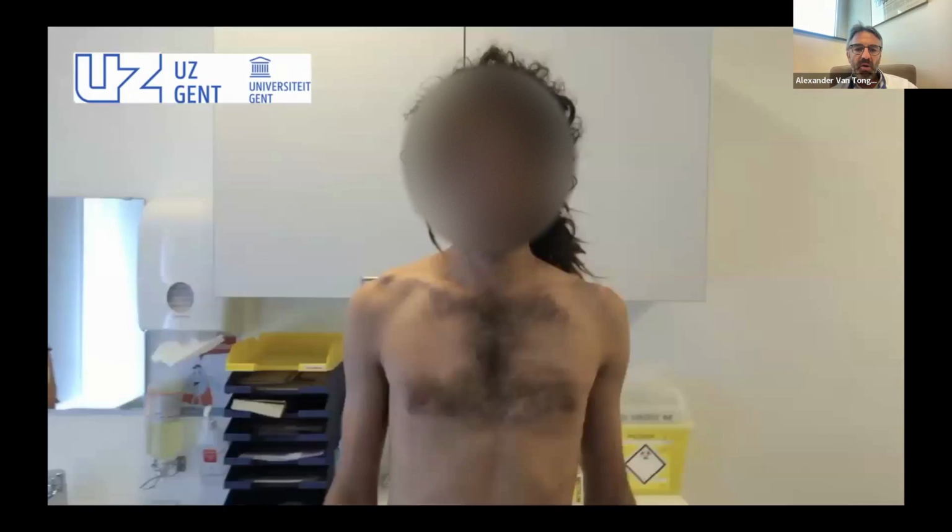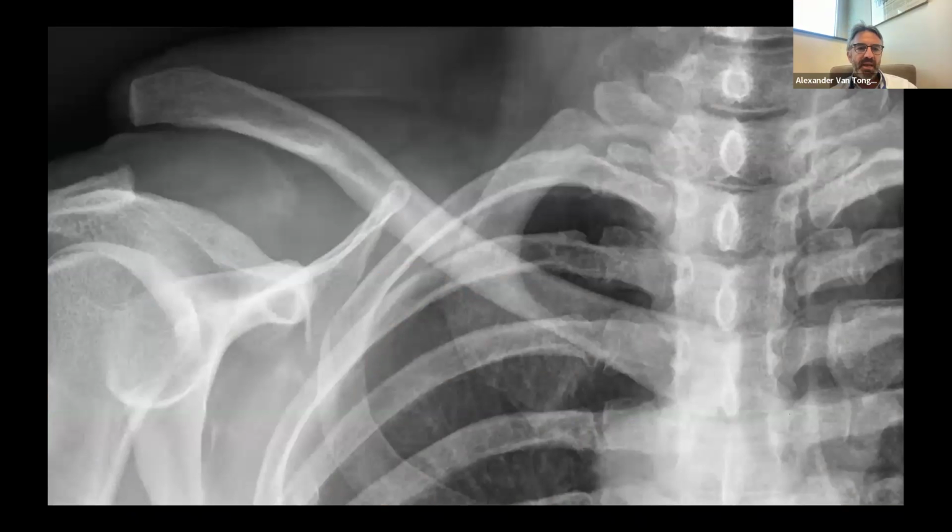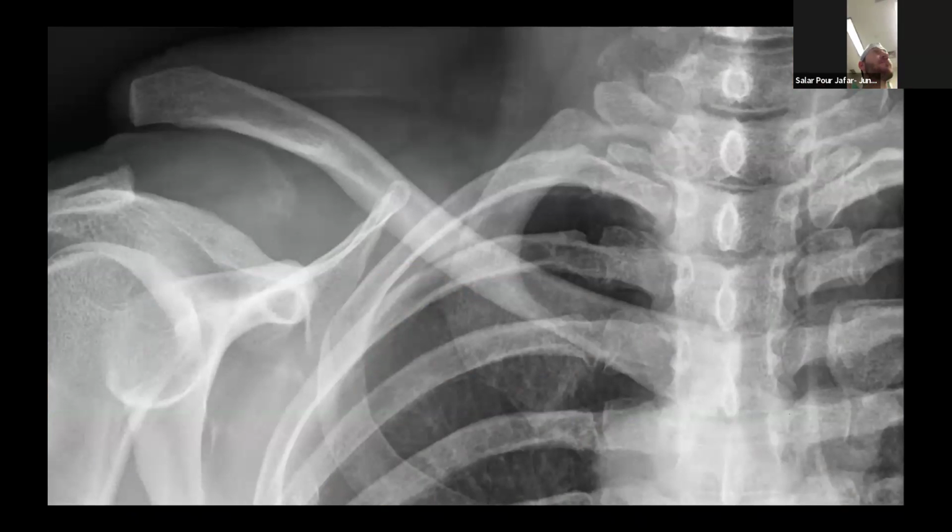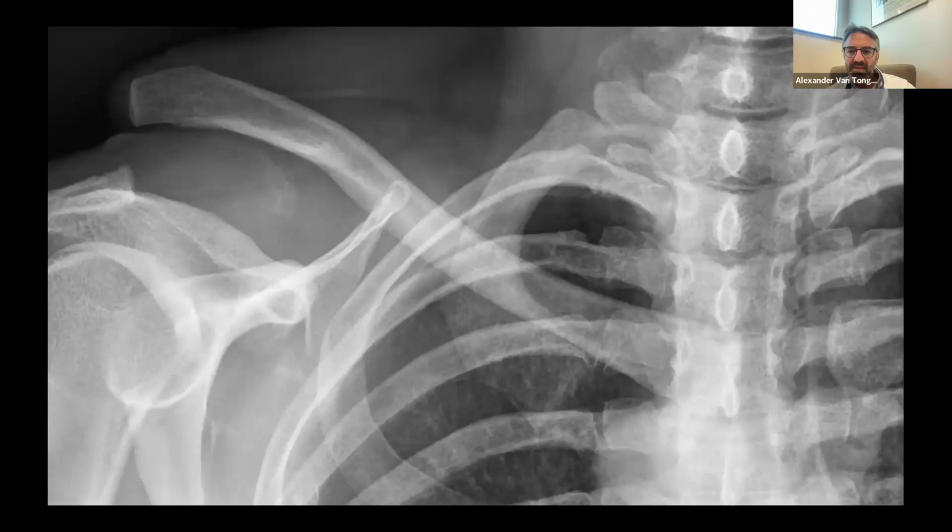So I will go on. So this is his X-ray. Do you have enough information with this X-ray, or would you say I need another X-ray? Or is it that you received this X-ray from the emergency department? Maybe Salar, are you happy with this X-ray, or would you have something different that will change your treatment protocol?